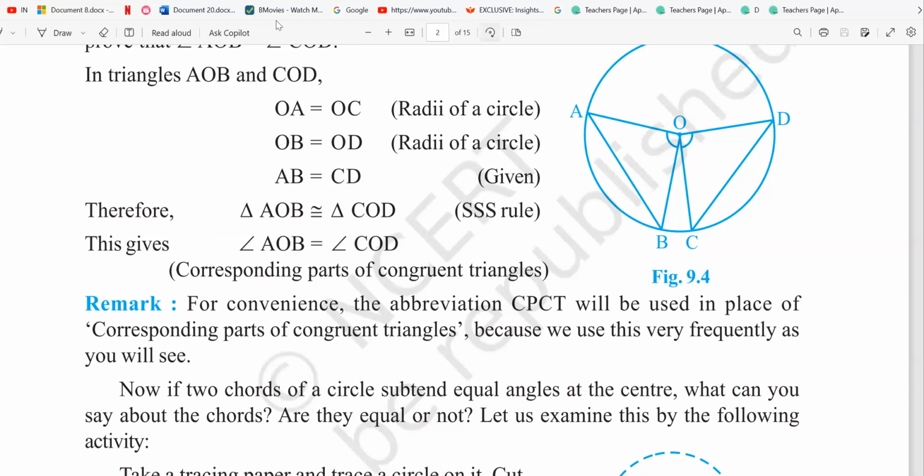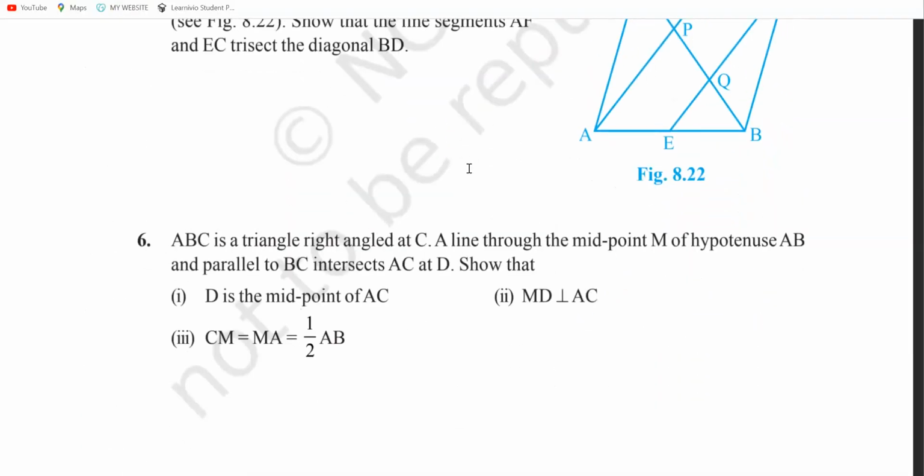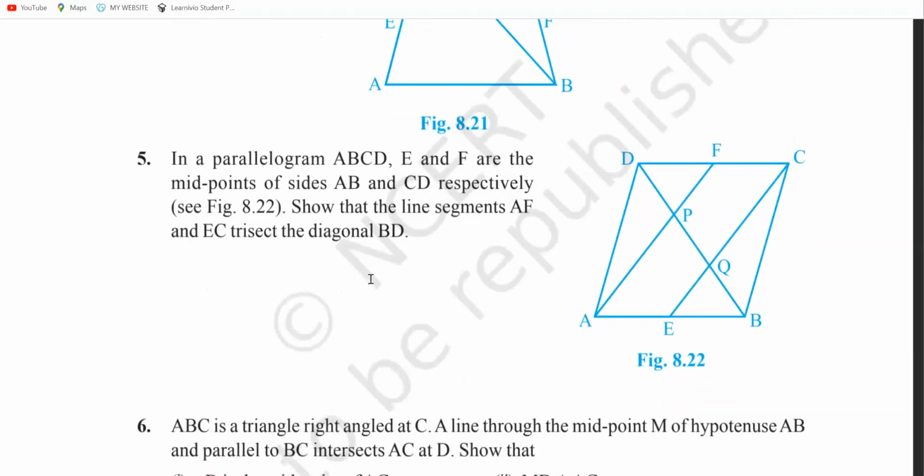Alvina, do this question. Do question number 5. Try to do question number 5, then I'll help you.